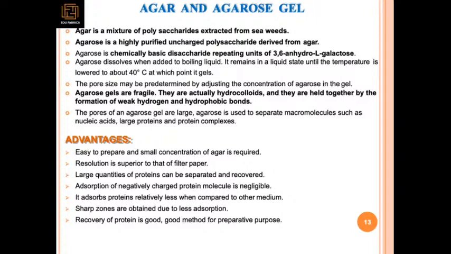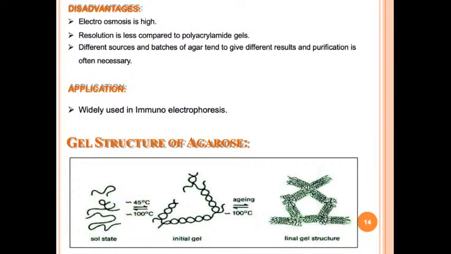So what are the advantages of using these gels? Easy to prepare; only agar is required. Resolution is superior to filter paper, quite a bit higher. Sharp zones are obtained with less absorption. Recovery of protein is good, and it is a good method for preparative purposes. One disadvantage: electroosmosis is high, and resolution is less than polyacrylamide gels. Application: it is used widely in immunoelectrophoresis.